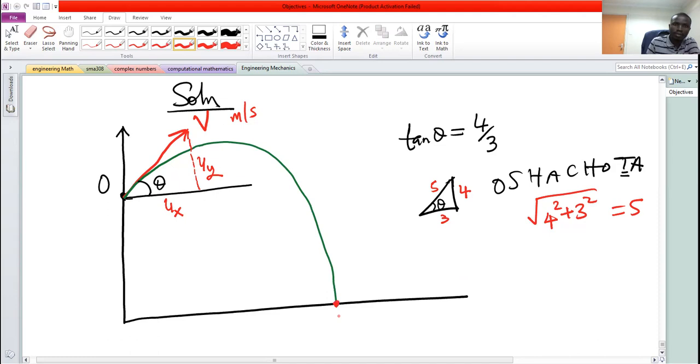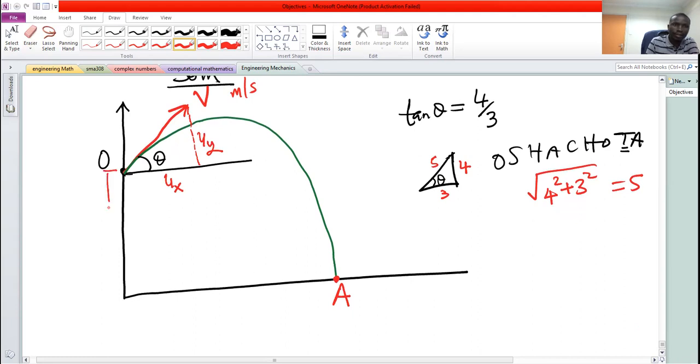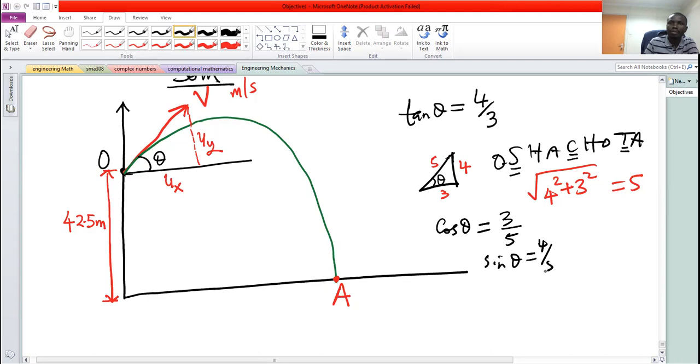So this point is what is called point O. And this height is 42.5 meters. From the triangle, we can also define the cosine of theta, which is adjacent over hypotenuse. So adjacent is 3, hypotenuse is 5. And then sine of that angle is opposite over hypotenuse. So opposite is 4, hypotenuse is 5.